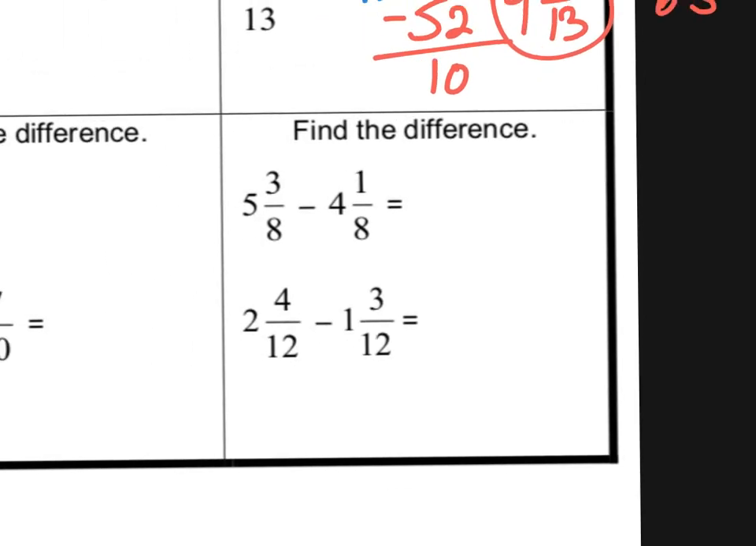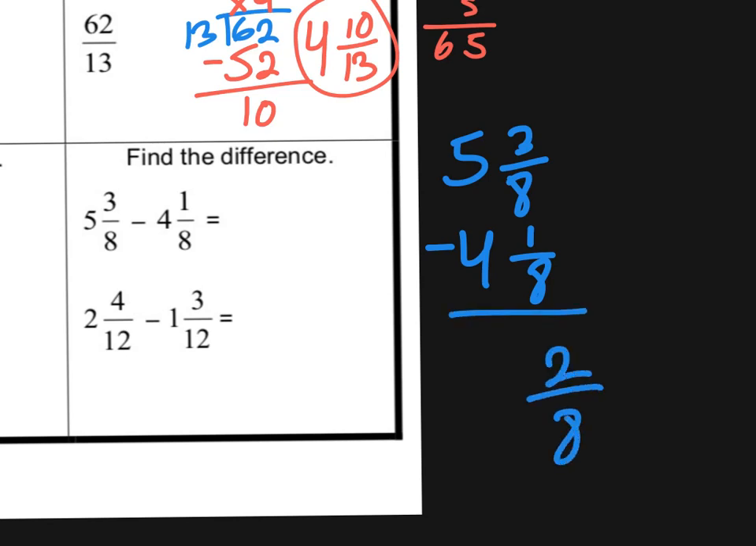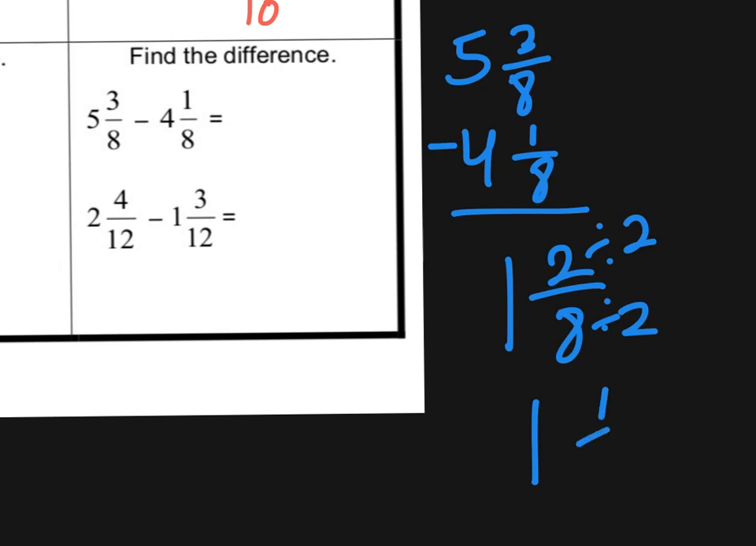For the last one, it says find the difference. Here is 5 and 3/8 minus 4 and 1/8. 3/8 minus 1/8 is 2/8, and 5 minus 4 is 1. We can simplify this by dividing both by 2, the numerator and the denominator. That will make it 1 and 1/4.